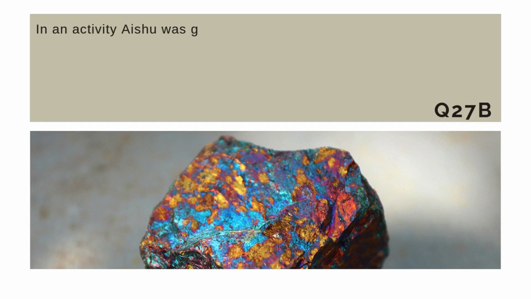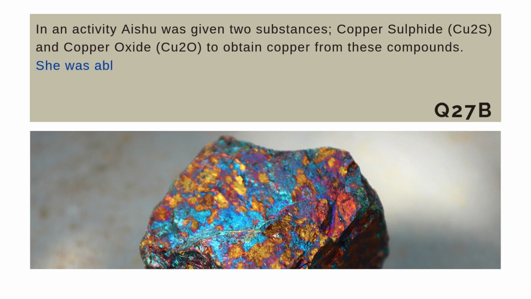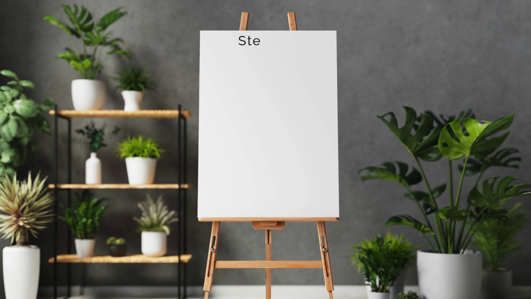In an activity, Aishu was given two substances, copper sulphide and copper oxide, to obtain copper from these compounds. She was able to extract copper successfully. Illustrate with the help of chemical equations how Aishu might have completed this activity.